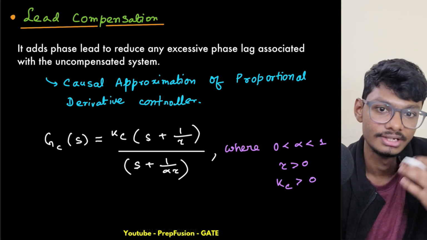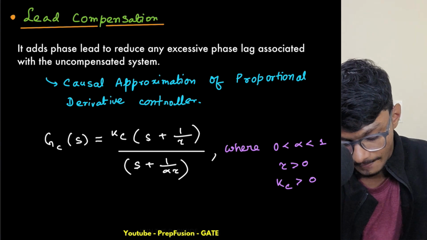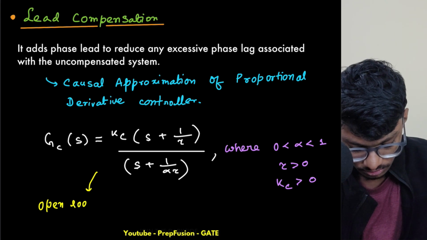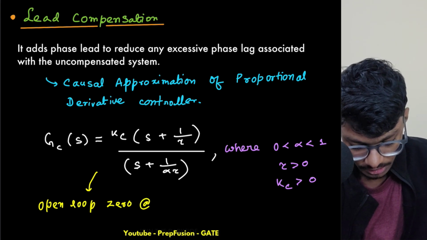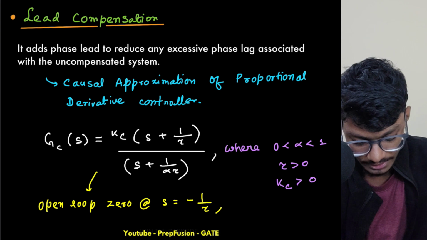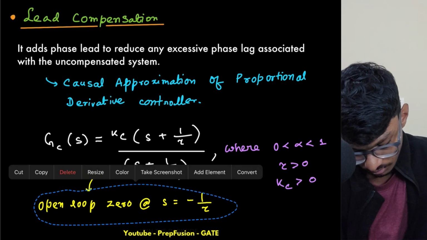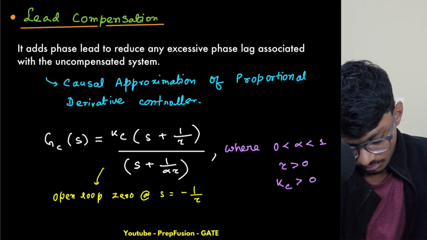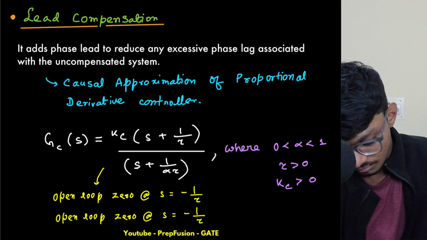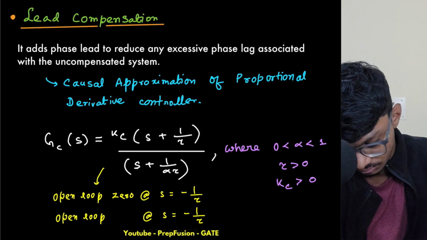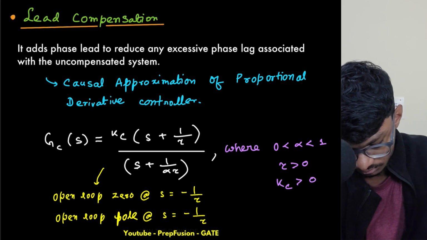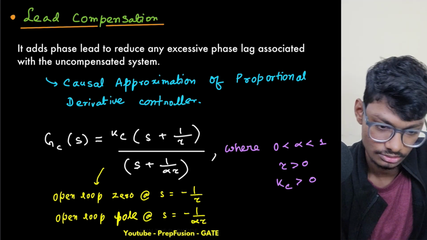So what does this compensator introduce in the system? It introduces an open loop 0 at s equals minus 1 by tau, and an open loop pole at s equals minus 1 by alpha tau.